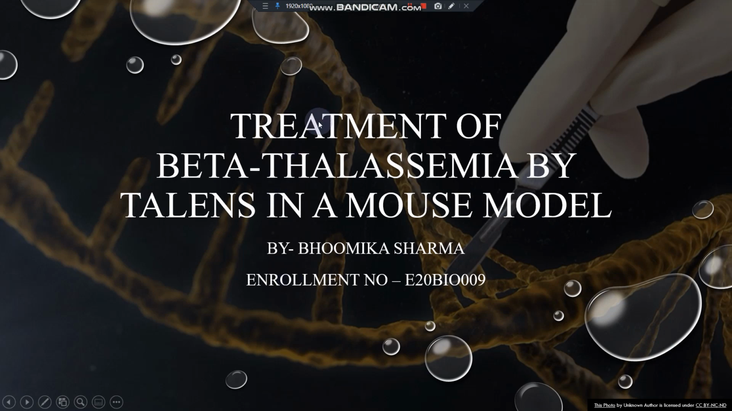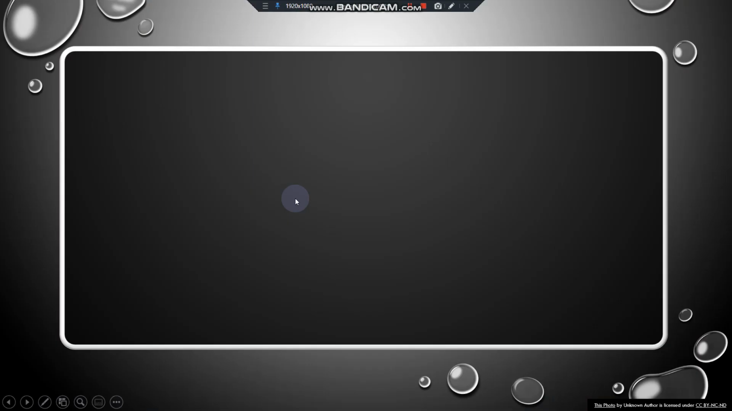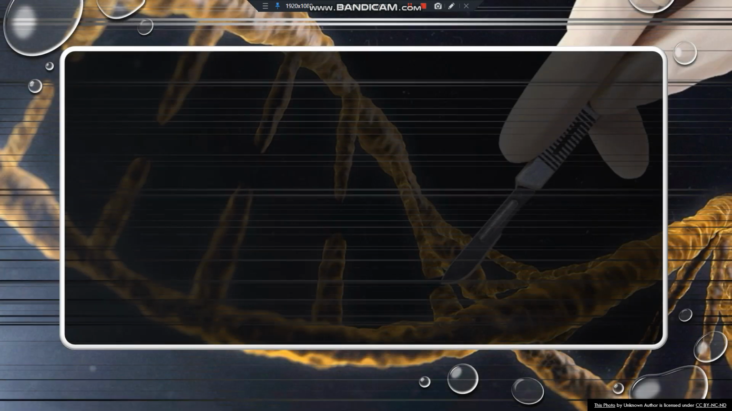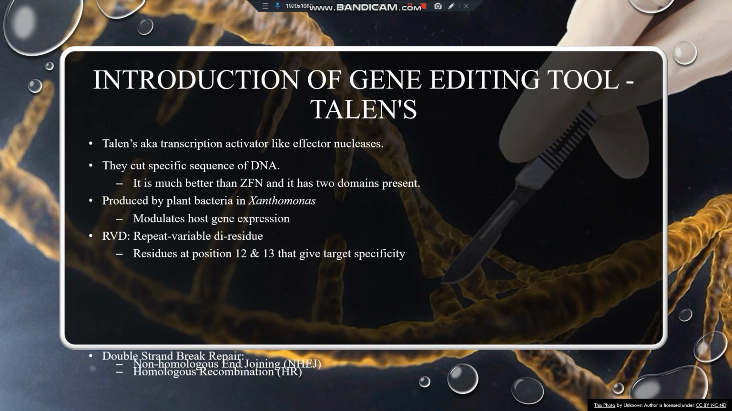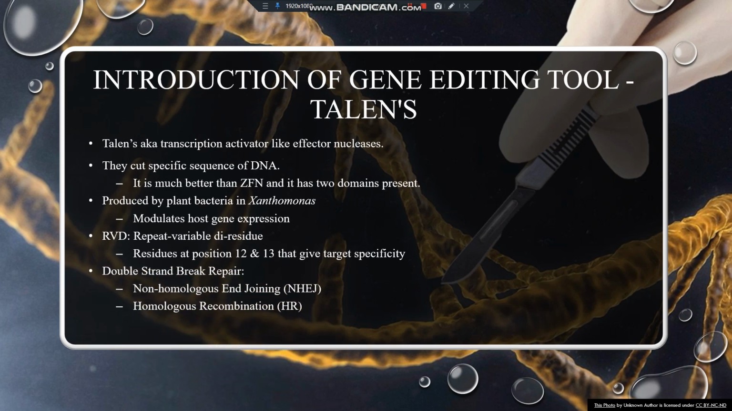Hi. Hello. Good morning, everybody. My topic for today's presentation is treatment of beta thalassemia by TALENs in a mouse model. In the first slide of this PPT, we will be talking about the gene editing tool, that is TALENs, and these are some points related to TALENs. So this is basically an introduction slide.